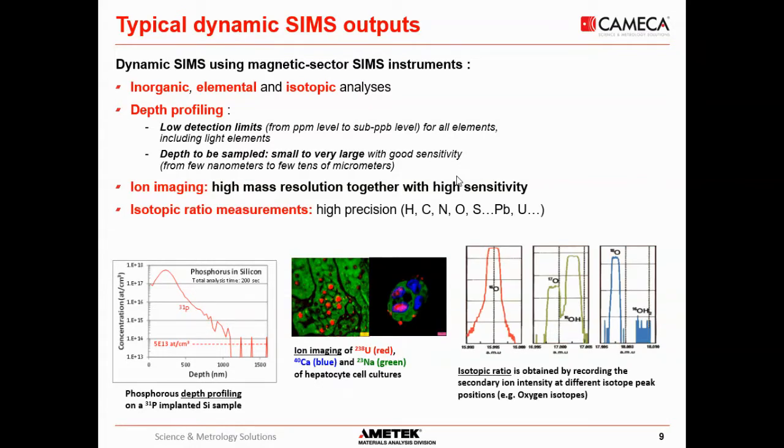We can also perform high precision isotopic ratio measurements for any species. We can see here an example of an isotopic ratio measured in an oxide sample. So we can see here that dynamic SIMS can be applied to many different types of fields.